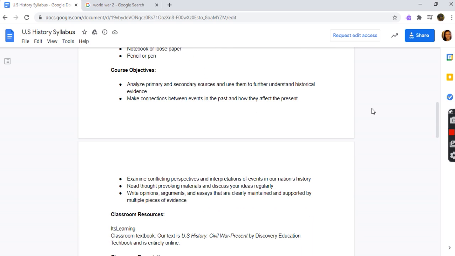Examine conflicting perspectives and interpretations of events in our nation's history. Read thought-provoking materials and discuss your ideas regularly. Write opinions, arguments, and essays that are clearly maintained and supported by multiple pieces of evidence.